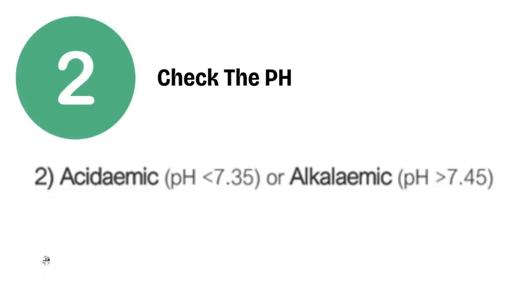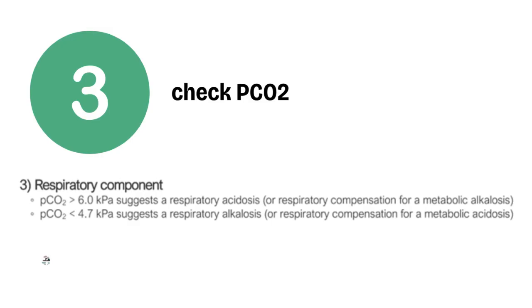The second step is to check the pH. Is it acidic or alkalemic? And write it down in your exam to keep it in front of your eyes. This is going to make things very easy for you as I'm going to show you. The third step is to check the PCO2, and this is the respiratory component of the ABG. You are going to know if you are having respiratory alkalosis or acidosis. And of course, we are going to match this with the pH.